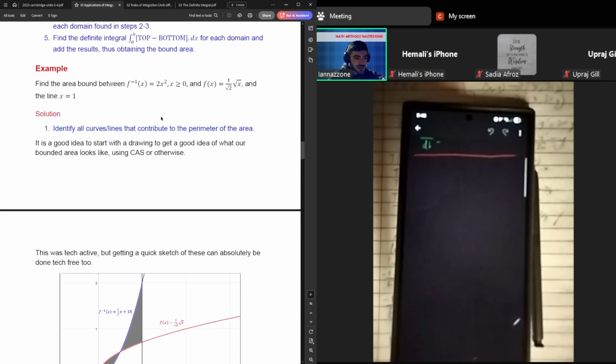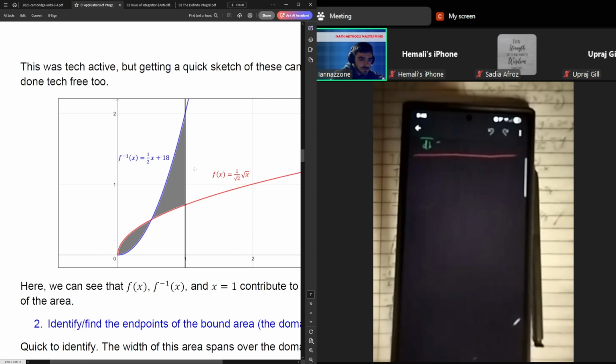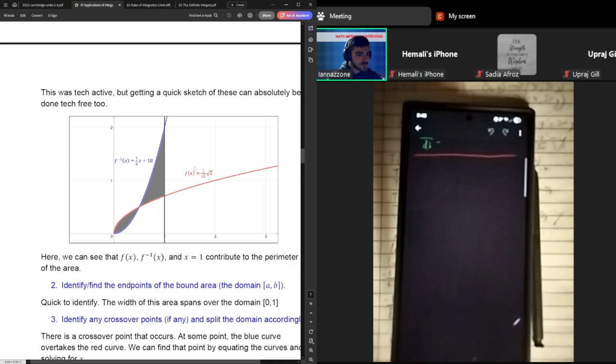So, step 1, identify everything that contributes to the perimeter. We've got some red, we've got some blue, and we've got the black line, x equals 1. So that tells us that everything important will be contained within those three lines.